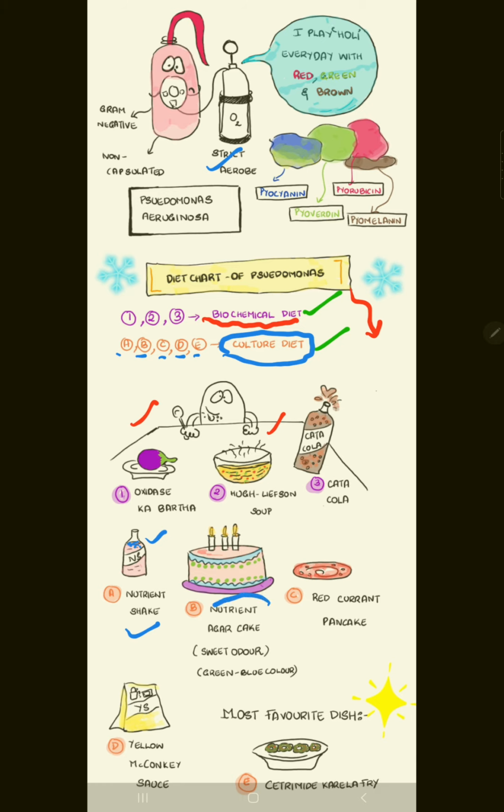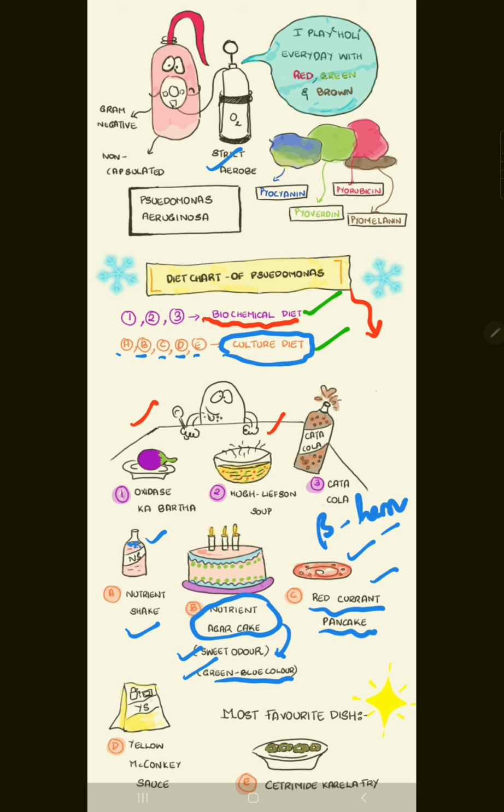Next, you have the nutrient agar cake, which is suggestive of nutrient agar medium, in which Pseudomonas has characteristic features. So like it produces the sweet odor and green-blue color of the pyocyanin pigment. That was the second culture diet. The third culture diet of Pseudomonas is the red currant pancake, which is suggestive of the blood agar, in which Pseudomonas exhibits beta hemolysis. Right? So that was the third diet.